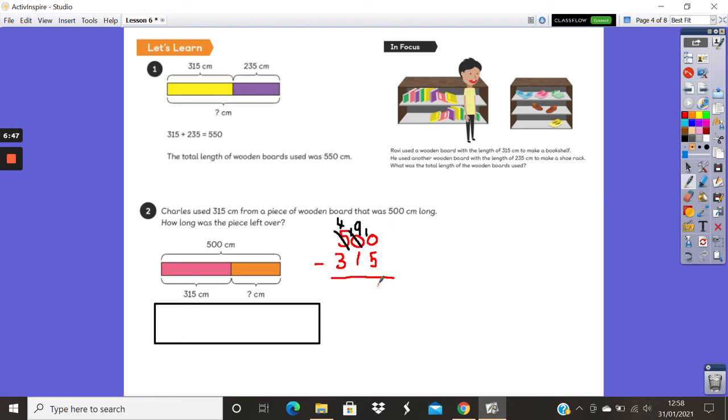So 10 take away 5 would be 5, 9 take away 1 would be 8, and 400 take away 300 would be 100. So that means the piece of wood that was left over is 185 centimetres long.